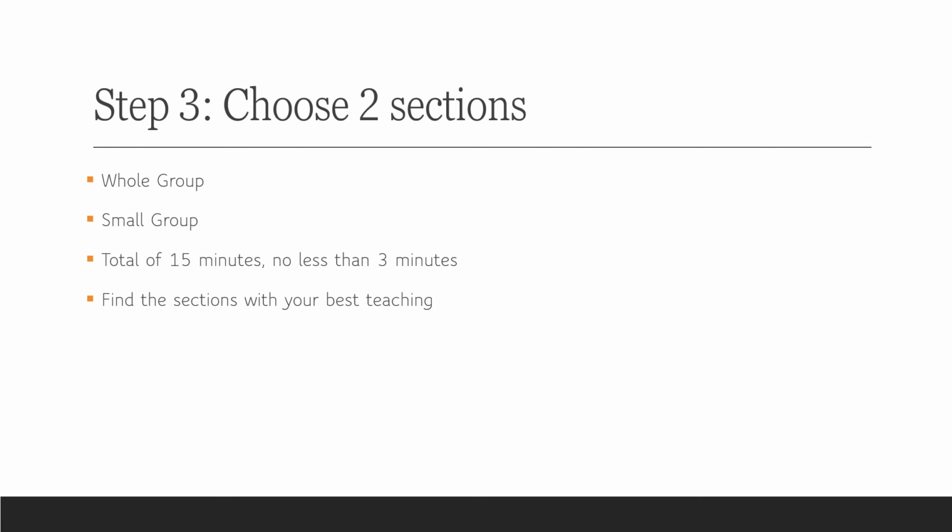You're going to try to find 2 sections that total 15 minutes, but either section can be no less than 3 minutes. So I would recommend looking for sections of your video that are maybe 5 to 8 minutes long, and choose one from whole group and one from small group. And again, you're going to find the sections with your best teaching. You're going to use that chart that you made to find the sections that you did a really good job.